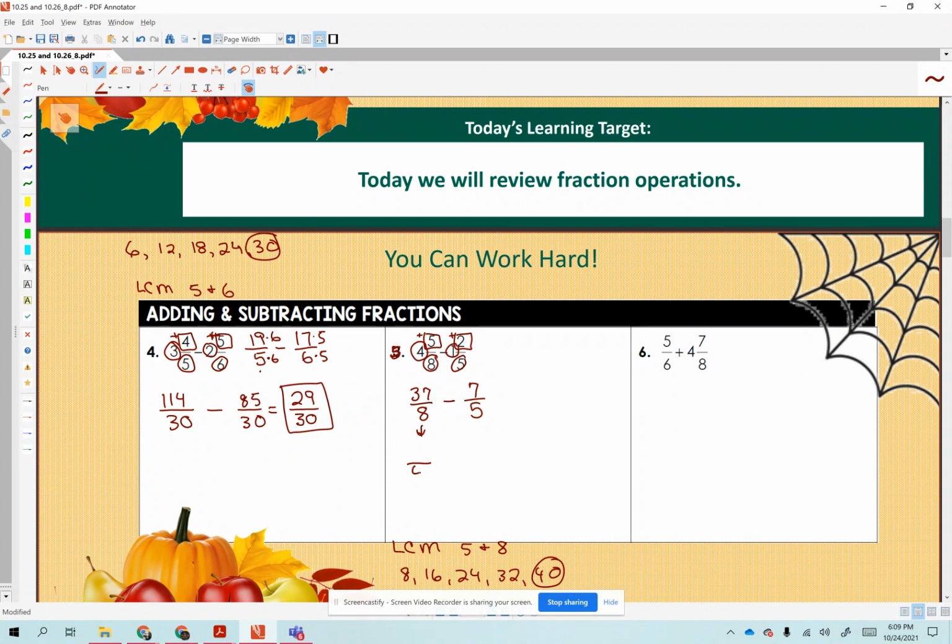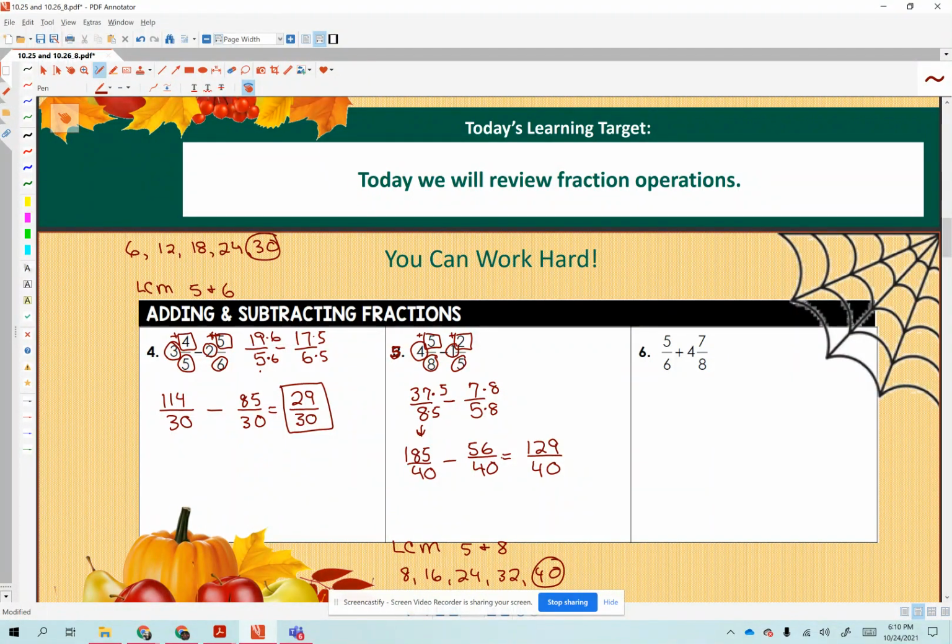So we've got a large denominator we're working with, a large number. So 8 times 5 is 40. 37 times 5 is 185. 5 times 8 is 40, and 7 times 8 is 56. So we have 185 over 40 minus 56 over 40. 185 minus 56 is 129.